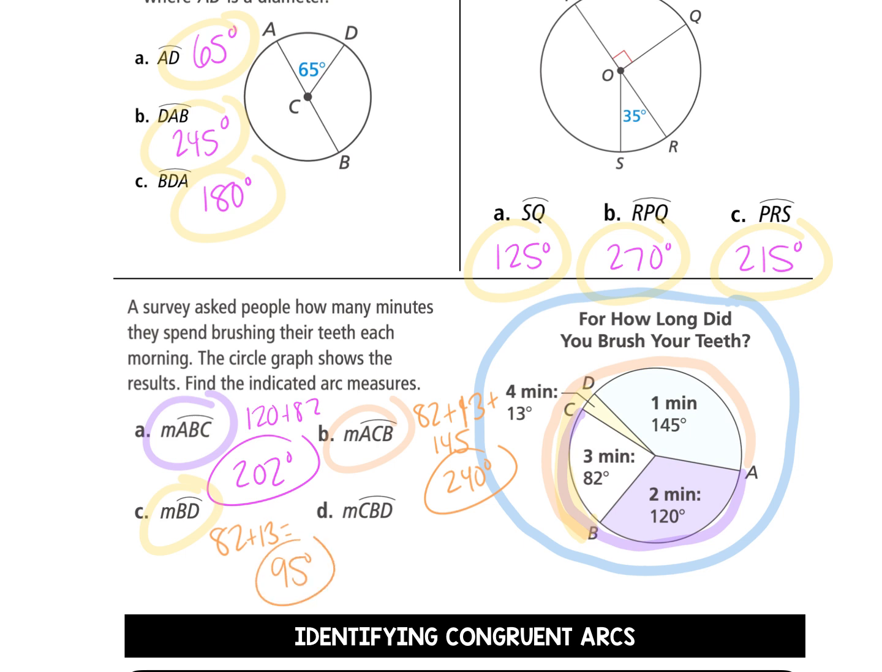And then the last one is measure of arc CBD. So from C to B to D, I'll highlight in pink. That's a big arc because you have to start at C, then go to B to D, all the way around the circle except for that 13 degrees. So the fastest way to get it would just be 360 minus 13, which is 347 degrees.